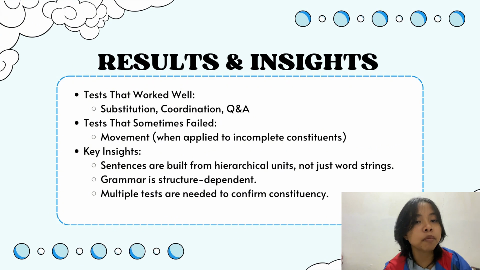The test that sometimes fails is the movement test. While generally good, it fails when applied to incomplete constituents. For example, "to invest heavily in" fails clefting because it's not a complete constituent. The actual PP is in renewable energy. Why does the test fail? The test fails when applied to sequences that don't form complete syntactic units. The failed movement test reveals that syntactic rules are sensitive to precise phrase boundaries, not just word sequences.